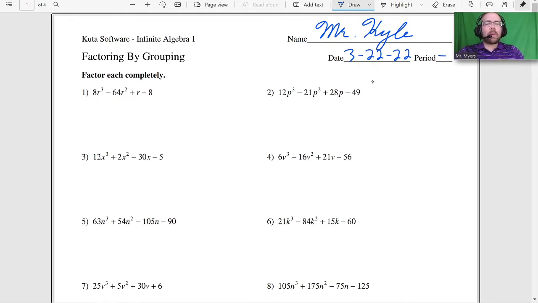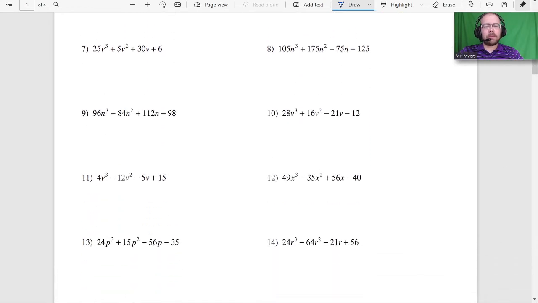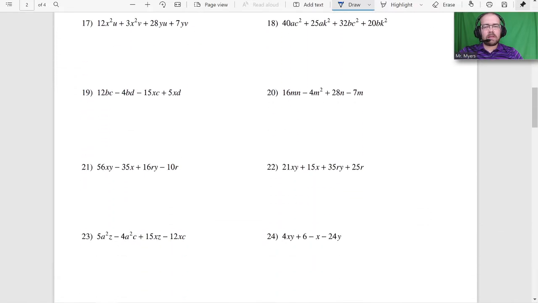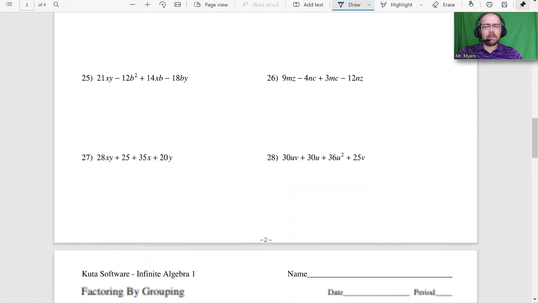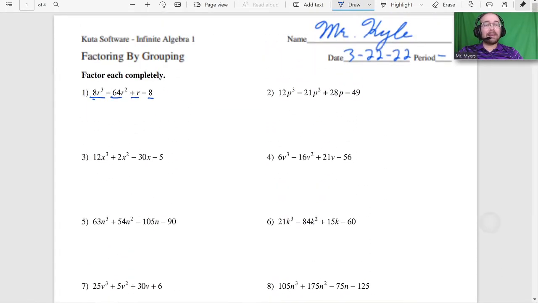Most of the time, when you factor by grouping, notice all of these questions that we can see so far have four things, right? So 1, 2, 3, 4. Four things on each of them. And as we keep going here, that's what all of them have, right? So factoring by grouping doesn't necessarily have to only be four things, but usually when you're doing it for Algebra 1, it will be four things.